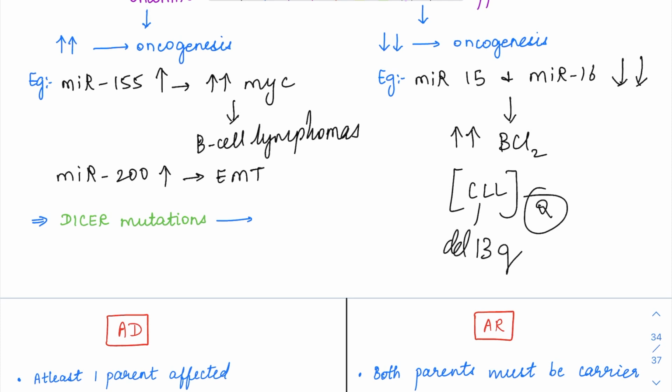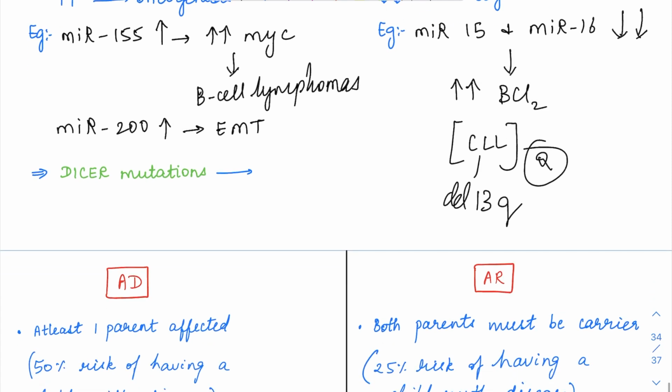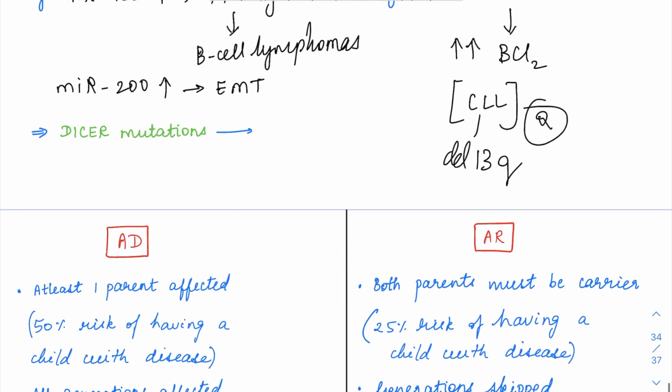Deletion 13q is seen in CLL. MIR15 and MIR16 are present on the 13th chromosome. So that part of the deletion 13q is going to cause loss of microRNA 15 and 16 as well. That will result in upregulation of BCL2, which is an anti-apoptotic protein. So there is going to be survival of the abnormal B cells. That is the pathogenesis of CLL, which is chronic lymphocytic leukemia.